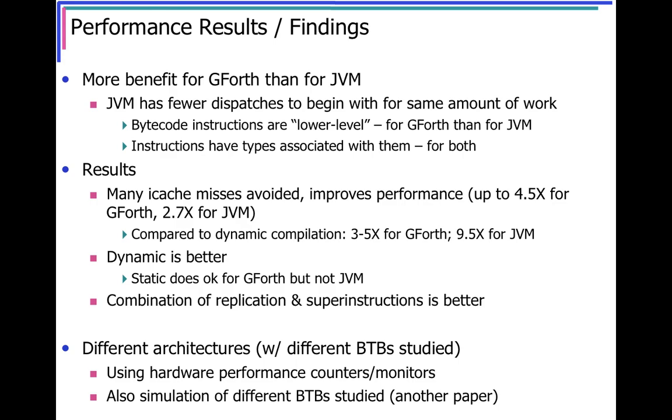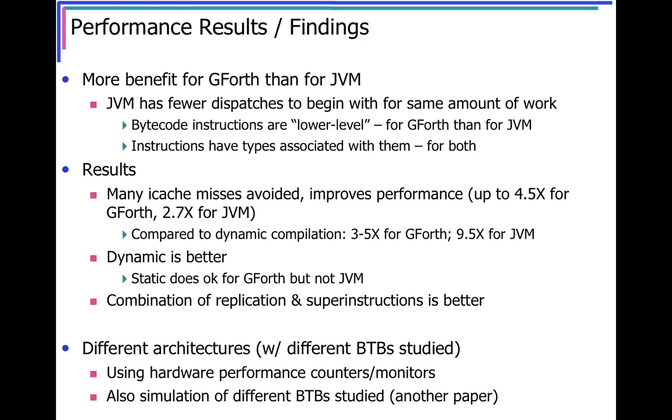In general, what they find is that the combination of replication and super instructions does the best. They find more benefit for G4th than for the JVM, and that is because G4th is a lower level language in bytecode. That means that the JVM has fewer dispatches to begin with for the same amount of work as G4th. That is, because G4th instructions are lower level and very fast, more time proportionally in the overall execution is spent in the dispatch loop. Therefore, if we optimize a dispatch loop, we will have more of an impact on G4th, and that's what the results show.